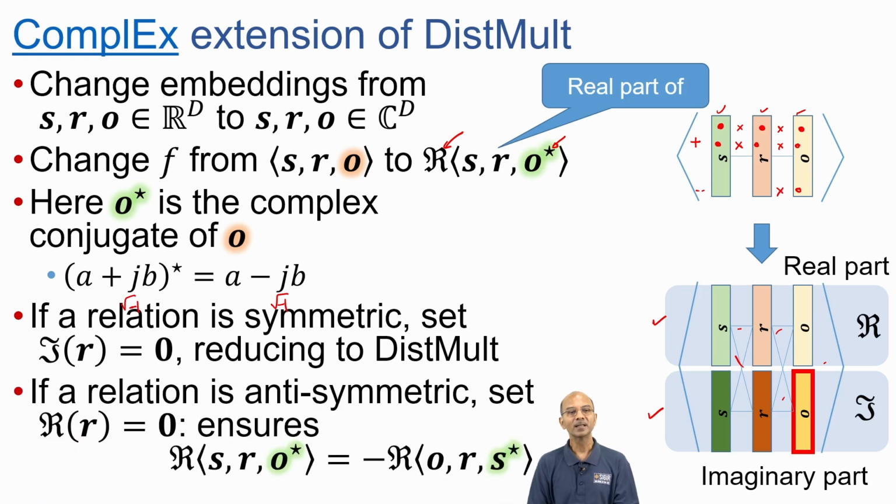On the other hand, if a relation is anti-symmetric, it can be shown that we want to set the real part of R to 0. This ensures that the real part of S R O star is minus the real part of O R S star. If you flip the arguments, the score negates, which means if the original fact has a high score, the swapped fact will have a low score and vice versa. And that will take care of anti-symmetry for us.